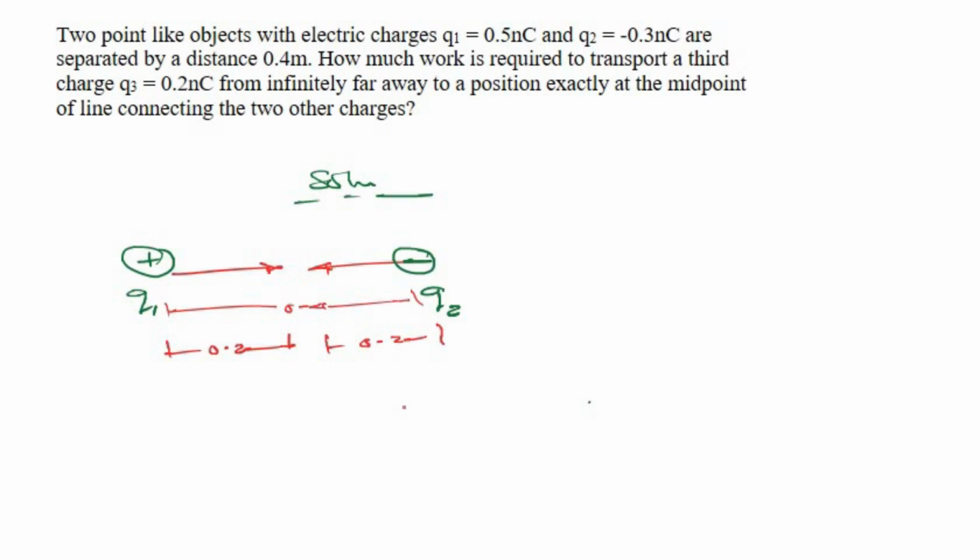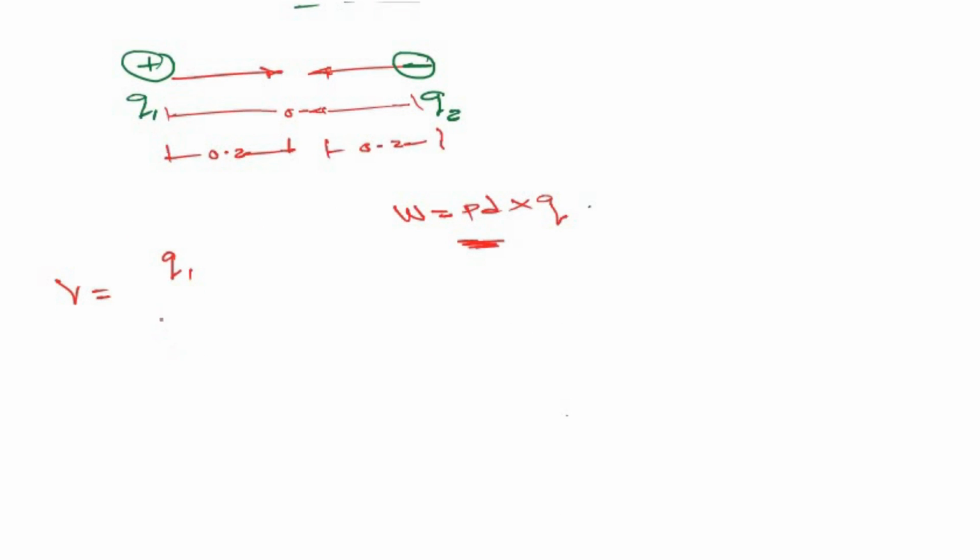So to find the work required, we know that W is equal to PD multiplied by Q. We have been solving questions on work. So for us to get the work required, we are going to find the potential difference from Q1 and Q2, then we'll multiply it by Q3. Then we've gotten the work required. This potential difference is the same thing as V, and it is given by a formula which says that for two charges, V is equal to Q1 all over 4 pi epsilon naught R plus Q2 all over 4 pi epsilon naught R.